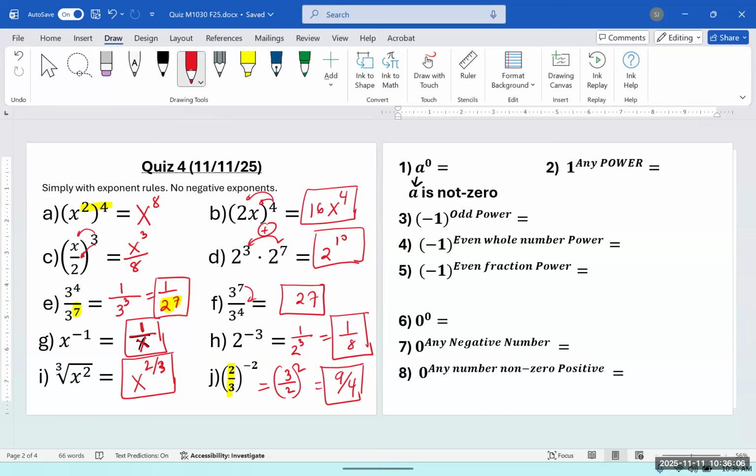And now comes all the interesting rules about 0, 1, negative 1. What is anything not 0 to the power 0? 1. That tells us what is 0 to the 0? 0 to the 0 doesn't exist.